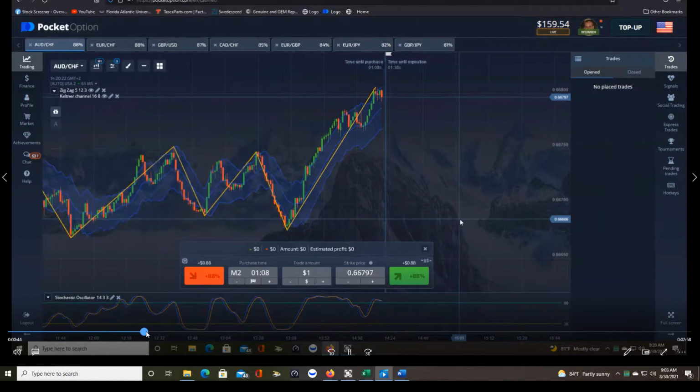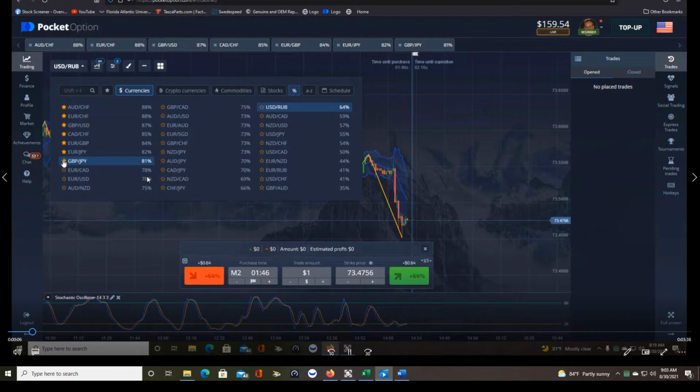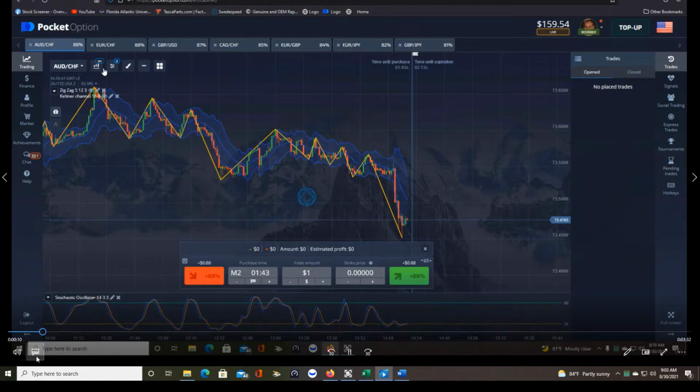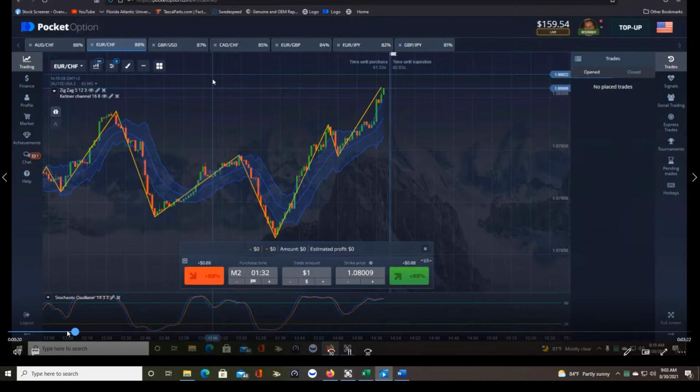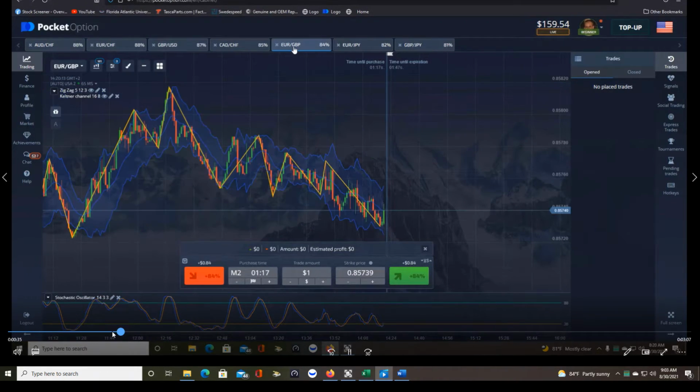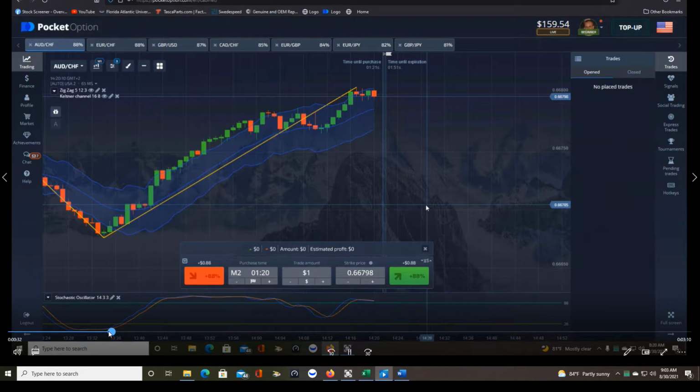So at the beginning there, let me just show you, I pick all the currency pairs that are paying out 80% or more. If they're below that, I don't touch them, because it increases my break-even win rate. So I have to win more trades in order to be break-even. So that's why I want to see 80% or more on the payout. So this is the first trade that I take.